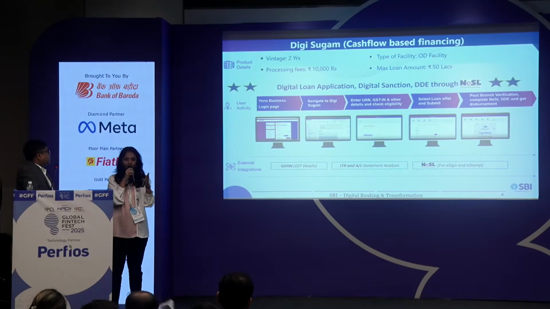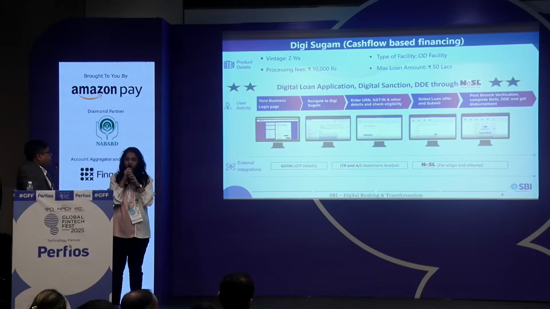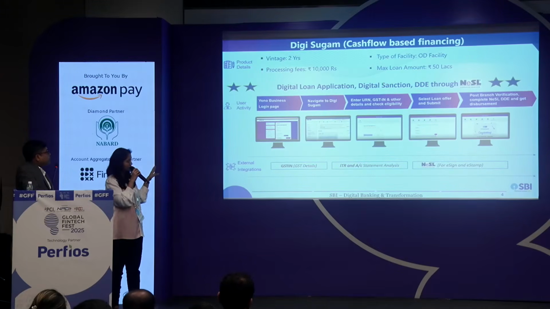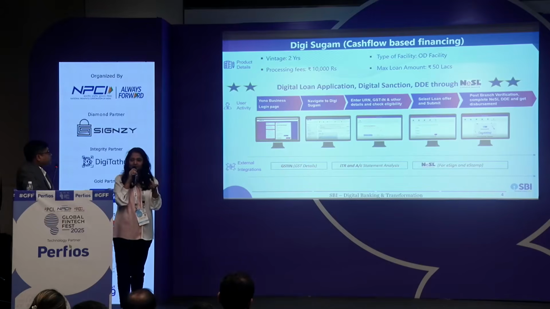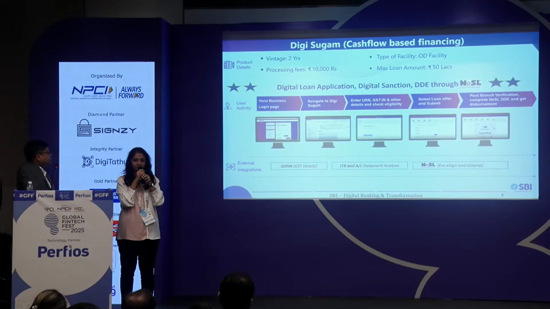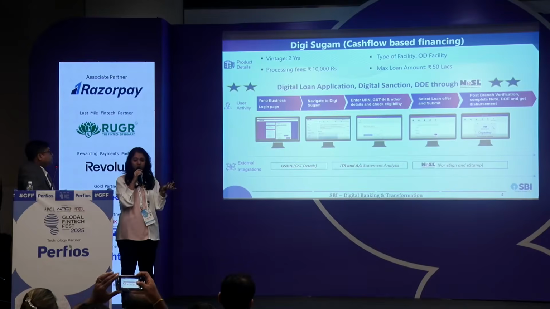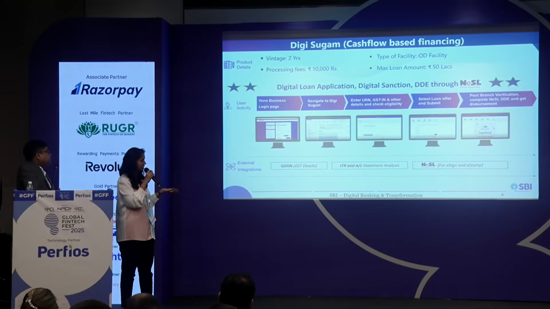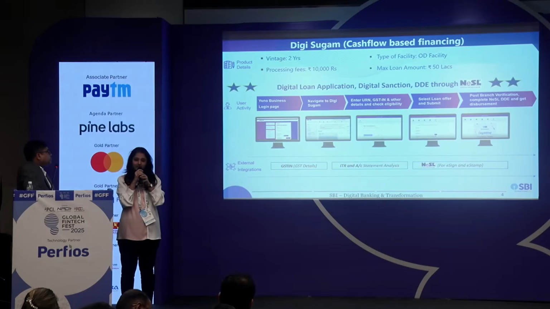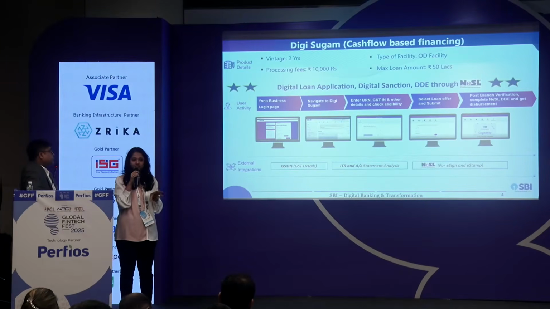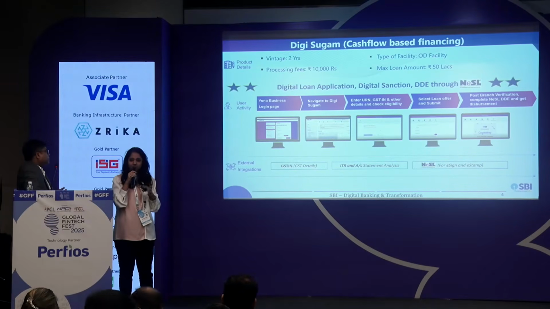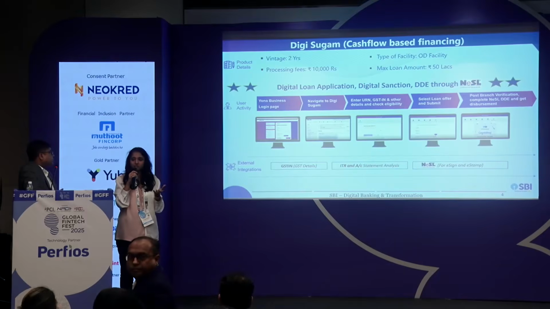It's an OD product. A customer needs to log into YONO Business, click on Digi Sugam, and fill in small details like the GSTN number and OTP. All his details will be auto-fetched. The CBS account statement will also get auto-fetched, but if he wants to upload the account statement, that facility is also available. There is a facility to upload ITR returns. Once he uploads all these documents, they will be analyzed digitally using AI ML models, and a loan offer will be given to him.